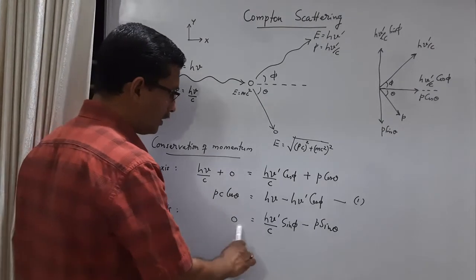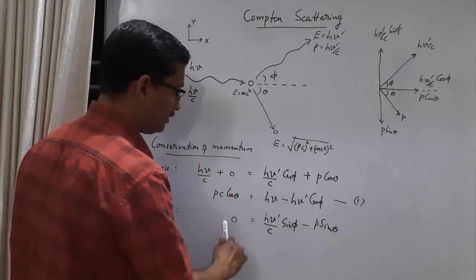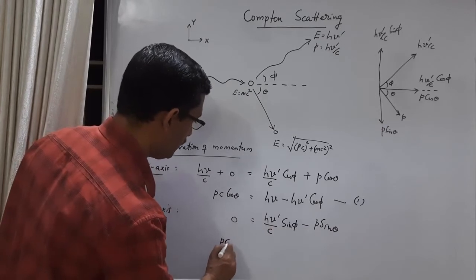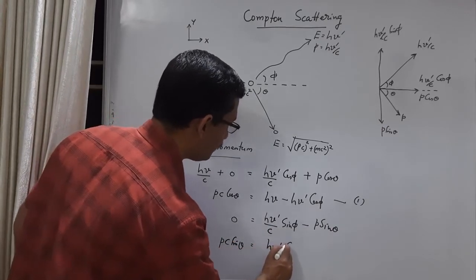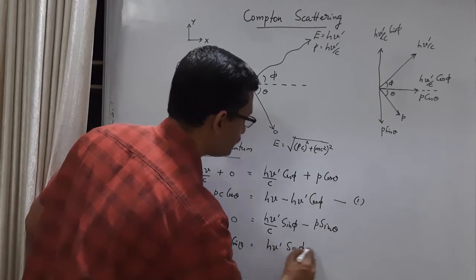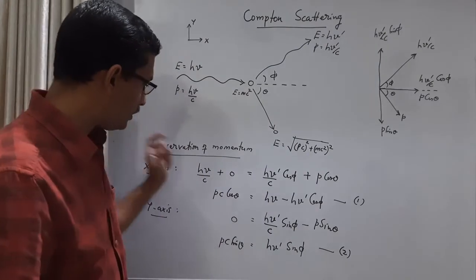Again, let us multiply throughout with c. Take this pc sin theta to this side, please. So we have pc sin theta is equal to h nu prime sin phi. Okay, we can further simplify.